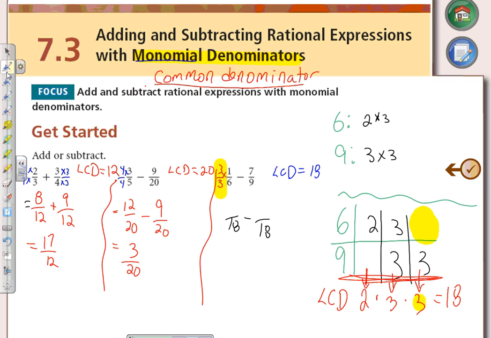Same thing is going to happen with the 9. What did we need to multiply the 9 by? 2 over 2. And we can find that by looking at the 9 row. And which column is blank in the 9 row? Oh yeah, the 2's are. So then we get 3 over 18, and we get 4 over 18, 14 over 18. And then we subtract them and get negative 11 over 18.